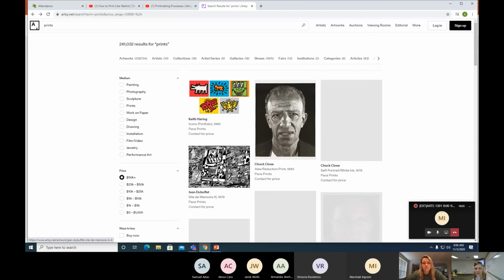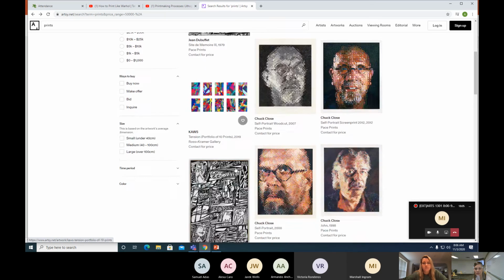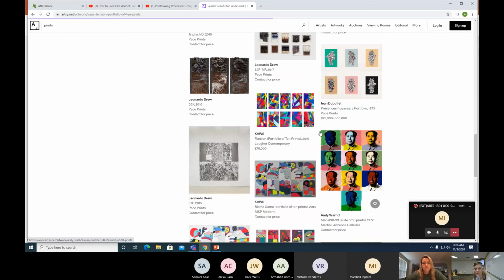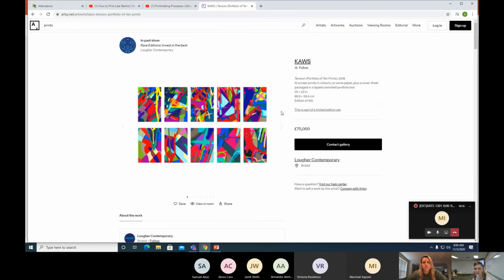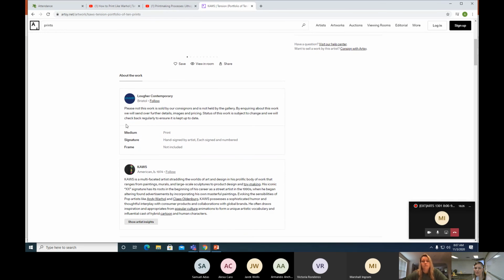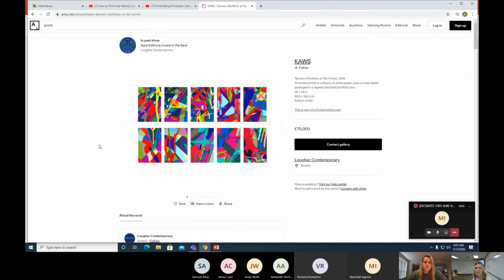Let's say if we click the price here. So here we see this print is 75,000 pounds, which would translate to probably 100 grand here. And it's an edition of 100. But once again, you would never want to buy this without knowing which number in the edition it is. And there's always a little bit of information down here. And you can do this for paintings and photographs and stuff like that too.